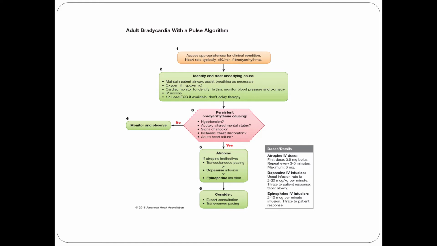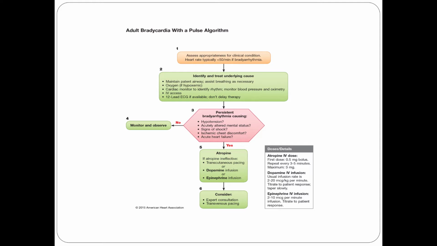If it's no, then we just continue to monitor and observe him because he's not having any of those persistent symptomatic and possibly unstable types of symptoms at this point. If he does have persistent problems and those different signs and symptoms, and he's becoming more unstable and more symptomatic and continues to have those, then we can start thinking about the use of atropine.